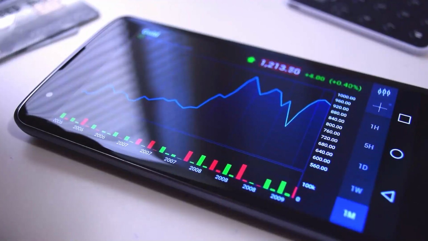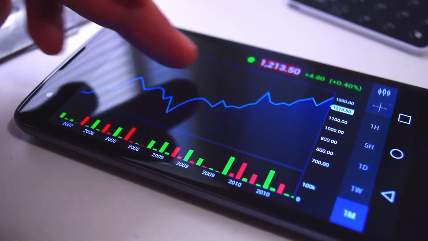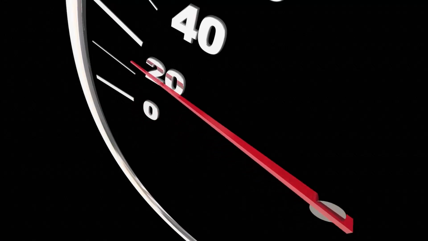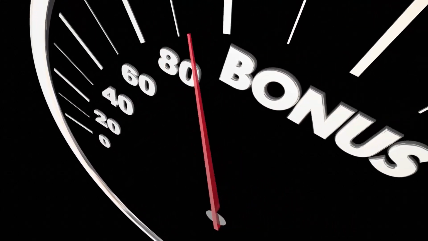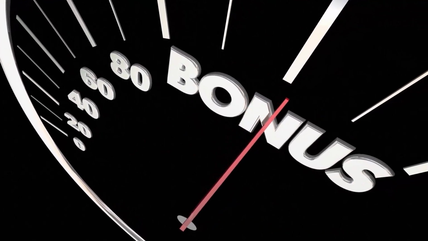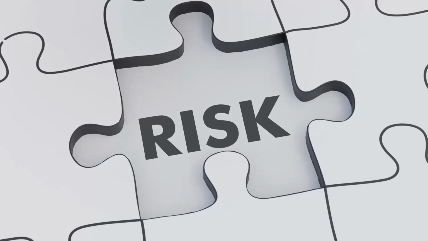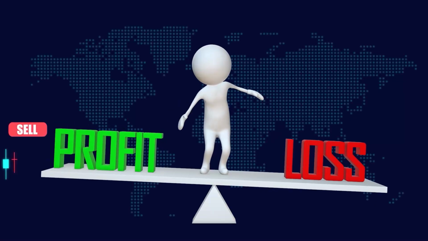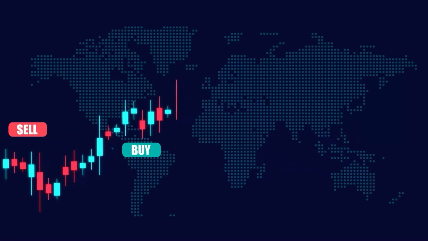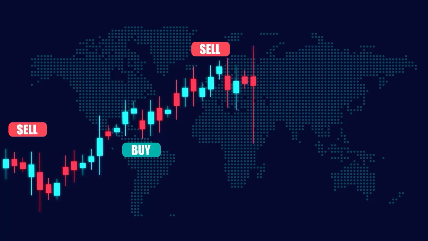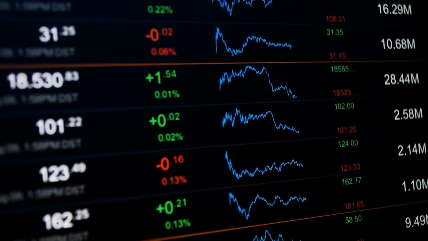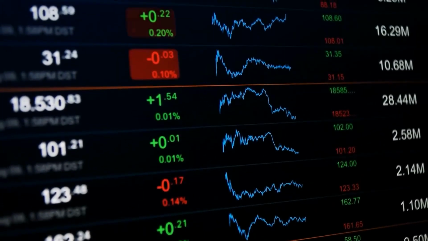In addition to determining the optimal position size, it's also important to consider the potential rewards of a trade. This can be done by setting a target price or a profit target and using this information to calculate the risk-to-reward ratio of the trade. The risk-to-reward ratio is a measure of the potential profit versus the potential loss of a trade. By setting a profit target and using this information to calculate the risk-to-reward ratio, traders can determine whether a trade is worth taking based on their overall risk management goals.